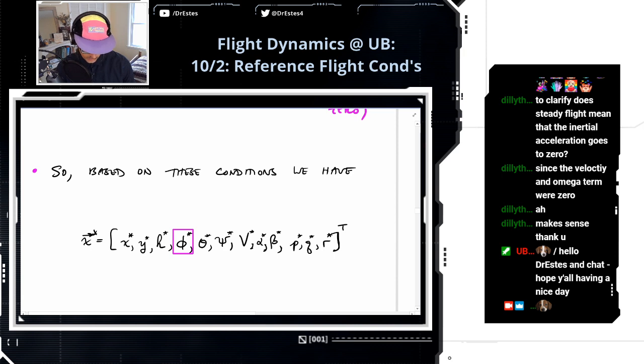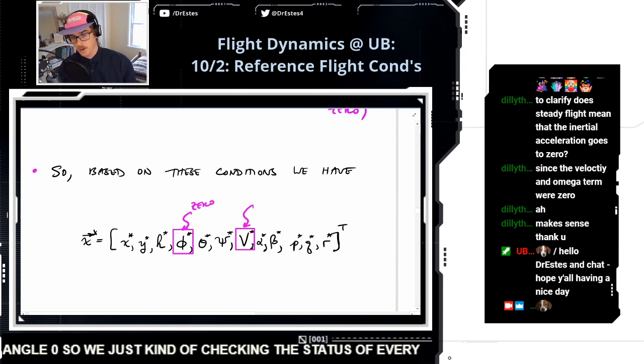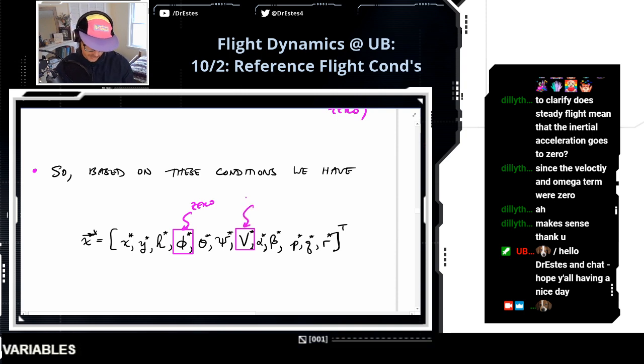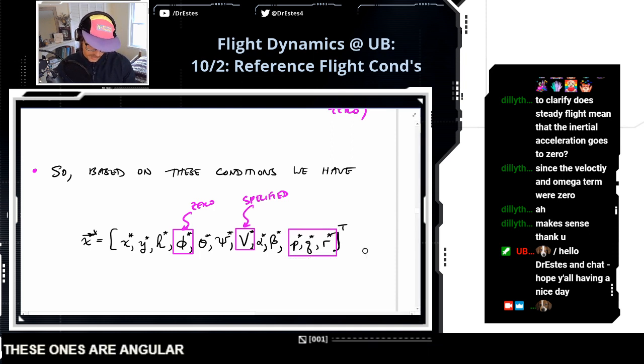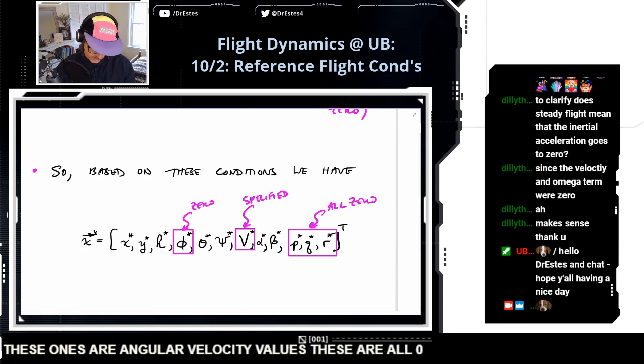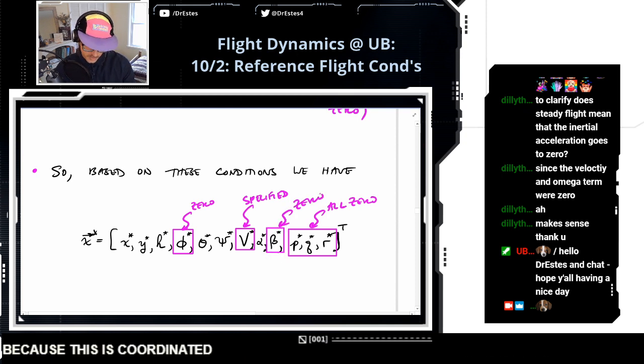This roll angle, zero. So we're just kind of checking the status of everything here. How many variables have we actually specified? So this one is specified, it's just a constant. These ones are angular velocity values. These are all zero. Okay, the side slip, because this is coordinated, this is also zero.